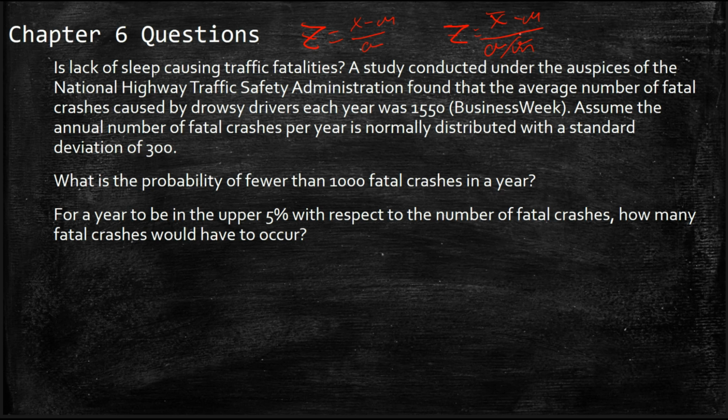And so what we need to figure out for ourselves here is to understand what's the correct formula to use. Well, this 1,550 each year is going to be looked at from our perspective as the population average, right? And we really don't have a sample average, and so we know that we'll be using this z-score here. We'll be using that z-score calculation. So what is the probability that fewer than 1,000 fatal crashes in a year?